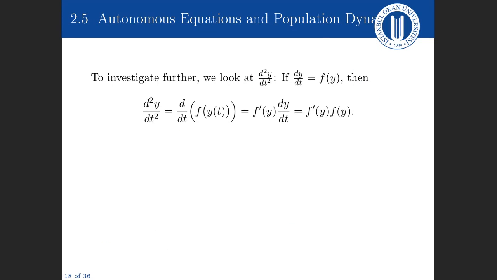If dy/dt is f of y, then d squared y/dt squared must be the derivative of f of y of t. By the chain rule, this is f prime of y times dy/dt, but dy/dt is just f of y, so we get f prime of y times f of y.